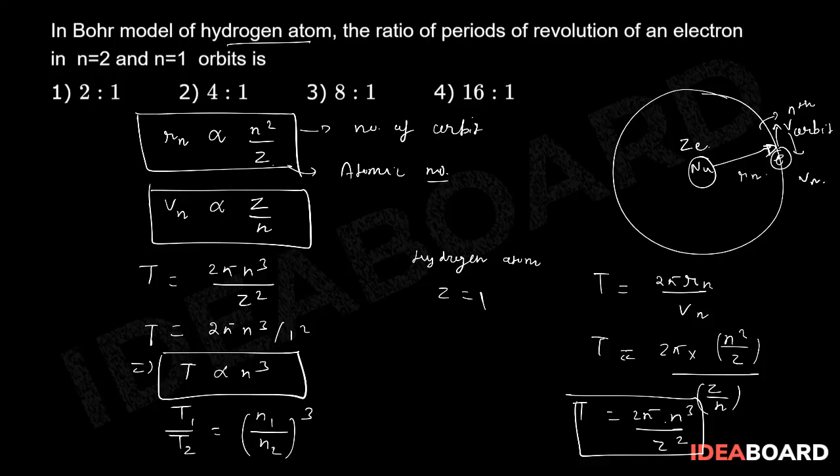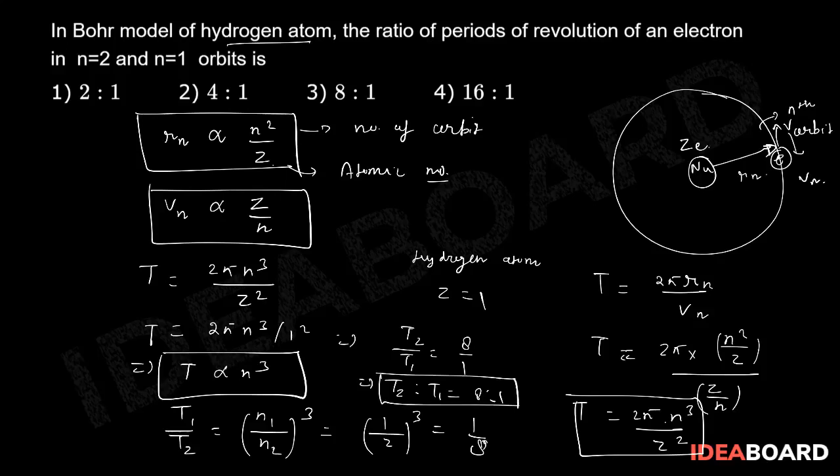So now what is the value? Let me put it. This is going to be 1 upon 2 power 3. This is 1 upon 8. Wait, the answer can be 1 raised to 8, but here they are asking the ratio of period of revolution of n equal to 2 first. So let's take the reciprocal. So T2 by T1 will be 8 by 1, or I can write T2 raised to T1 is equal to 8 raised to 1. So option number 3 should be the right choice for us. Okay.